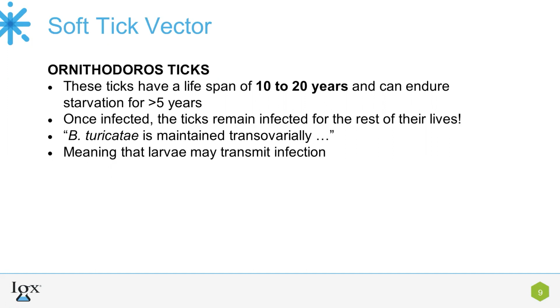At least one of them, I have this as a typo. It's not B. turricata, it's O. turricata. It's maintained transovarially. In other words, I'm sorry, it is correct. This Borrelia can go from parent through egg to offspring, meaning that the larvae themselves may be infectious and can transmit the infection. So this is one more reason why we have a problem.